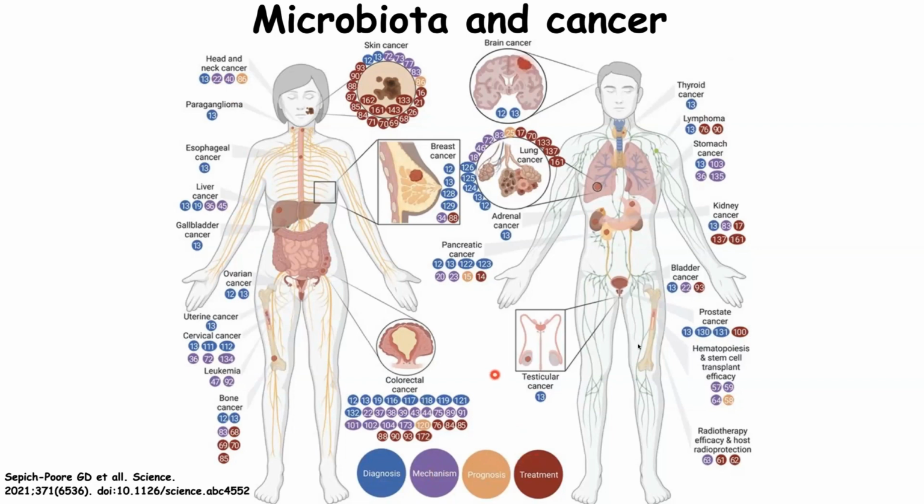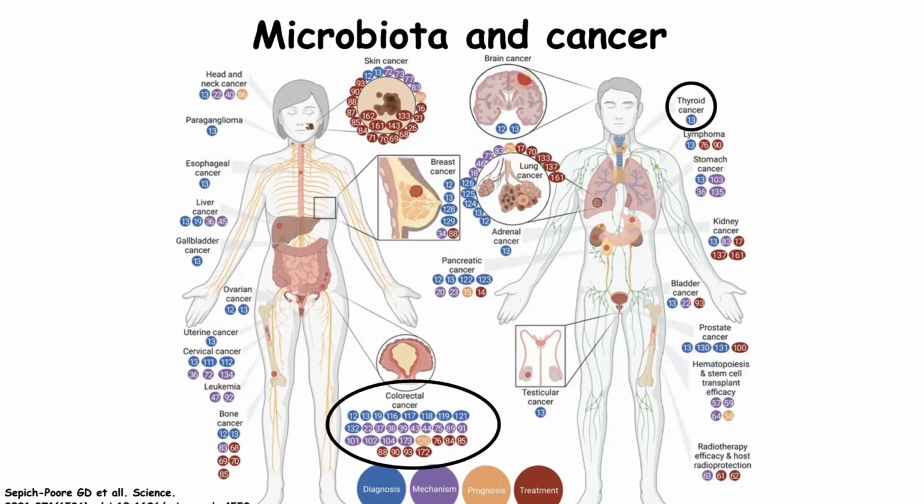You could see that some forms of cancer do not have much literature behind them, thyroid cancer in this case, for example. Other forms of cancer have a lot of literature, which kind of makes sense. In terms of microbiome, a lot of research was done in the gut because that's the most predominant location for microbes in the body. This spans all the different aspects of diagnostic, mechanistic, prognostic, and treatment. And I will discuss colorectal cancer in more detail.